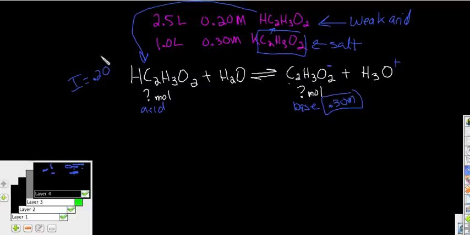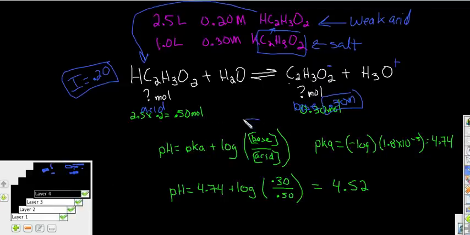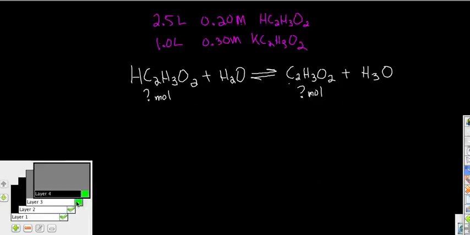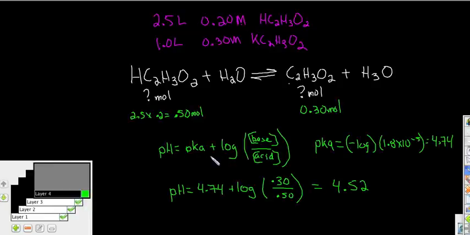And so we understand that in the case of a buffer situation, you have an initial input of both the conjugate base and the acid. And so we learned a nifty little equation for calculating pH, and this is what it was. The pH equals the pKa plus the log of the concentration of the base divided by the concentration of the acid. So what will we have to do? Well, we're going to have to figure out what that is.